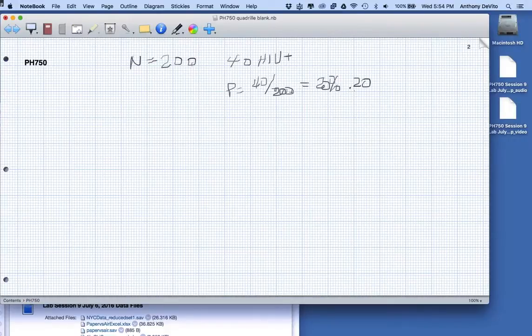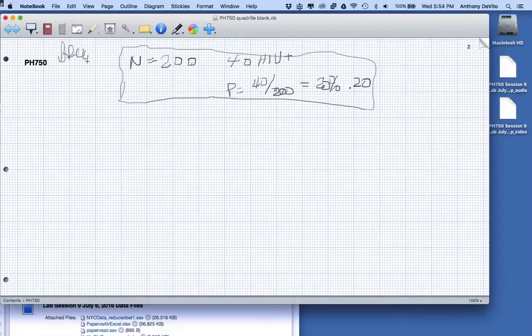It's maybe a clinic that serves people that are likely to be HIV positive. Perhaps many of them are drug users, right? Maybe that's why this population has such a high prevalence. Okay, well, in fact, let's take a look at that.